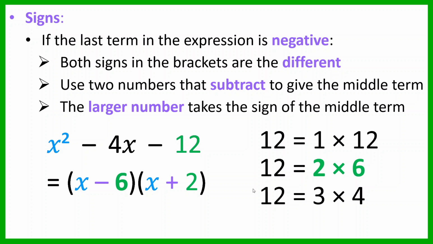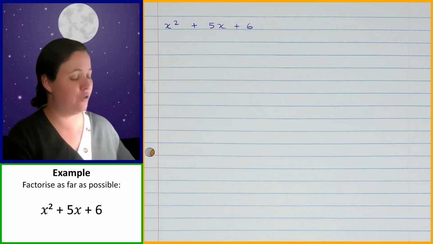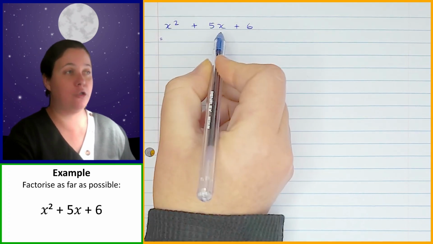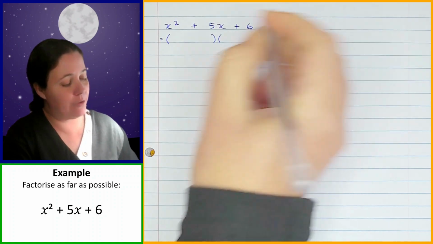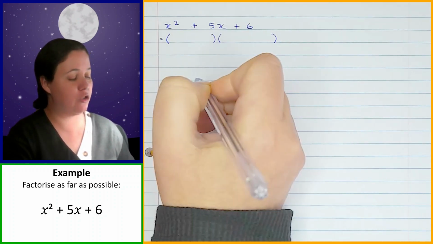Now let's have a look at a few examples. Here's the first thing we're going to do. We've got x squared plus 5x plus 6. So let's go and have a look at how we would factorize this trinomial. First of all, I start off by putting down my two sets of brackets. It is already in the correct order. X squared plus 5x plus 6 is in the correct order. So I put down my two sets of brackets.